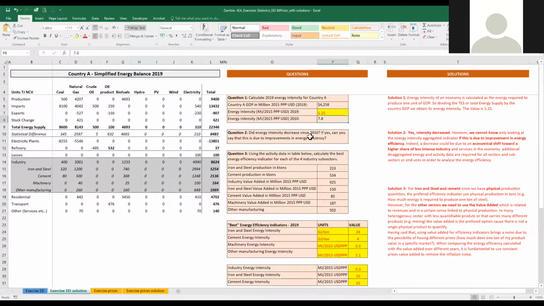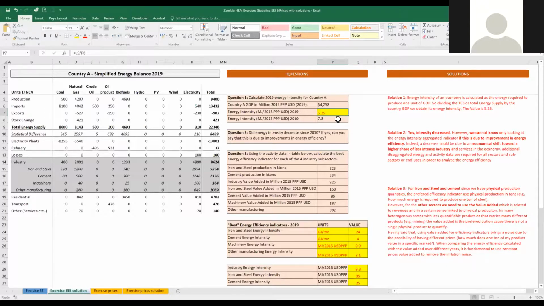The second question is, did energy intensity decrease since 2010? If yes, can you say whether this is due to an improvement in energy efficiency? So indeed, the energy intensity is lower in 2019 compared to 2010, but we cannot know exactly just by looking at these energy intensity numbers whether this is due to an improvement in energy efficiency, because energy intensity is an aggregated indicator and it doesn't allow us to know in detail.